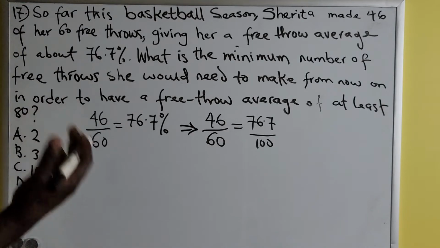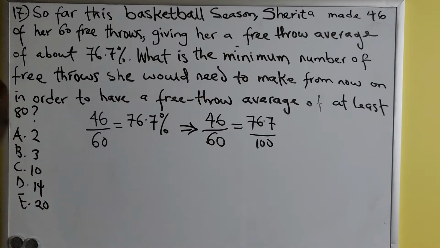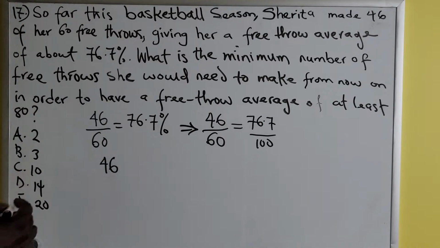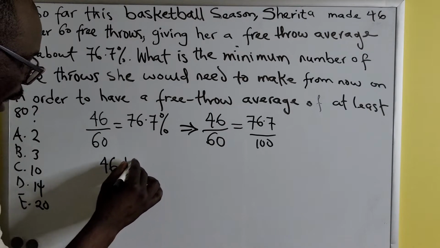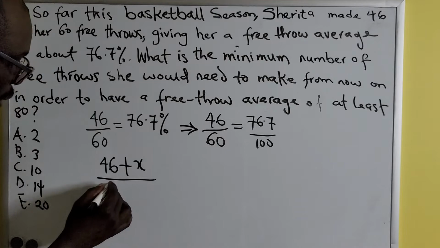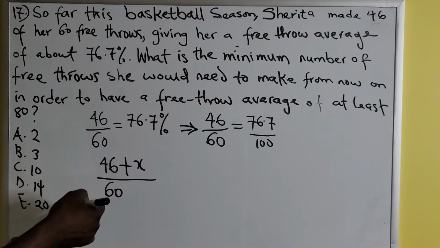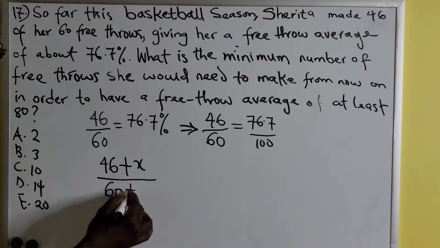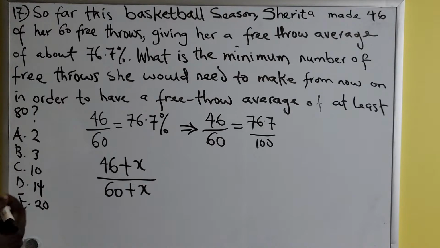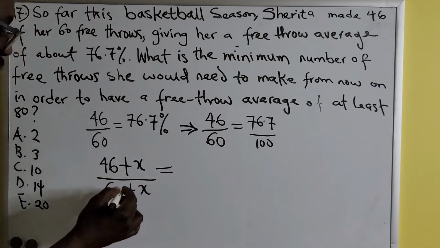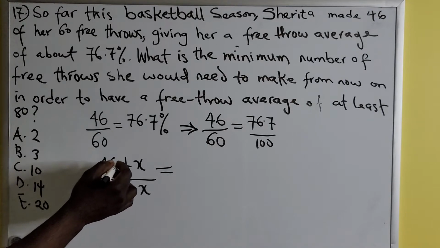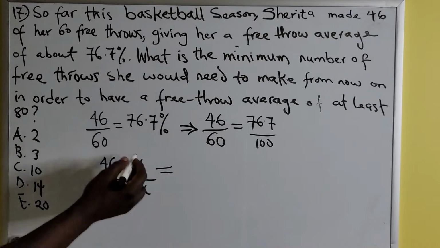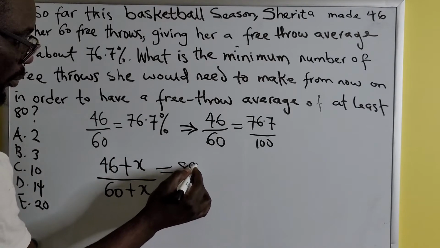Now they are not asking how much does she need to throw to get 80%, which means 46, she's already thrown. She's already thrown 60, she made 46. She needs to make X amount more if she throws X amount more free throws. If she increases her throws and increases made throws by the same amount, it should be 80%.